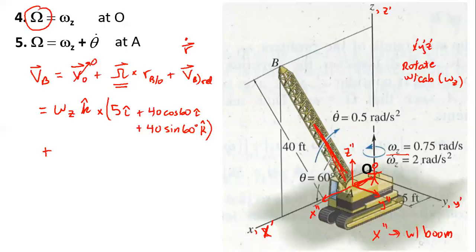Yeah, so one way you can think about it is if I stop my capital omega, which means I stop the cab, right? Then does point B still have a velocity relative to that frame, right? And it can still move back and forth, right? So that boom can still rotate back and forth. So that's what our VREL term is going to be. So how can I write that VREL term?